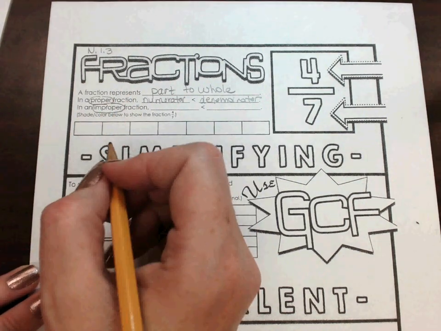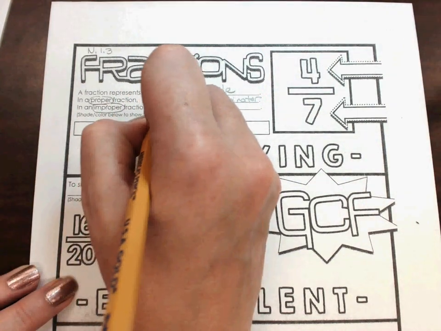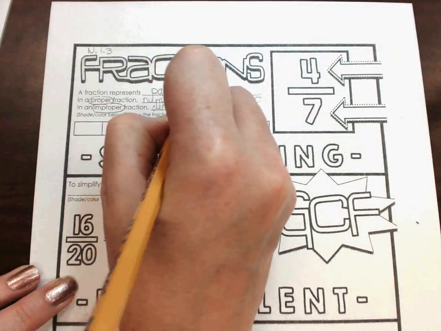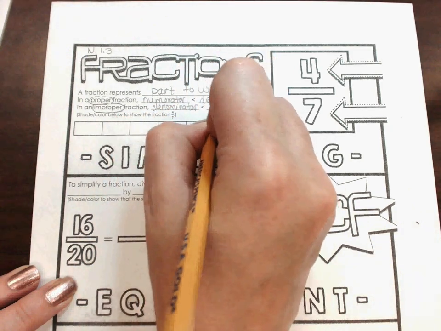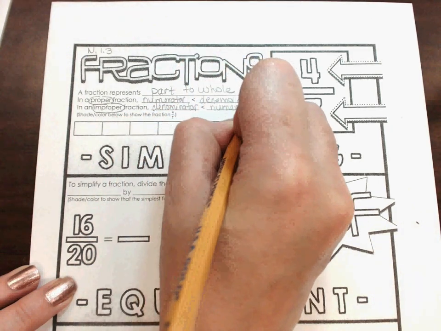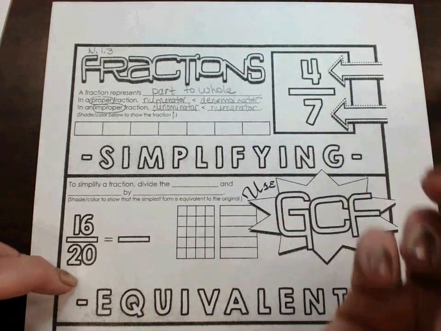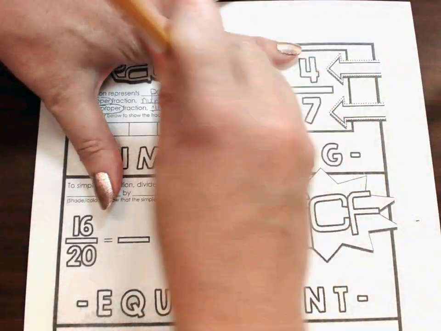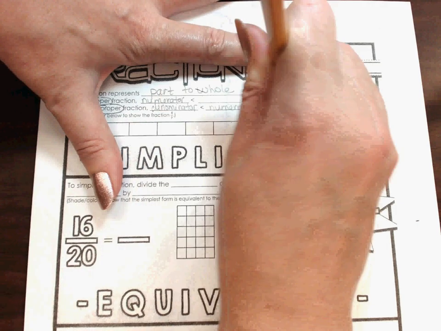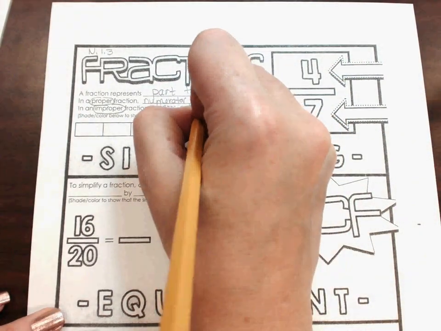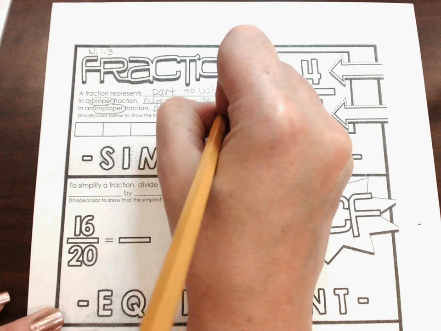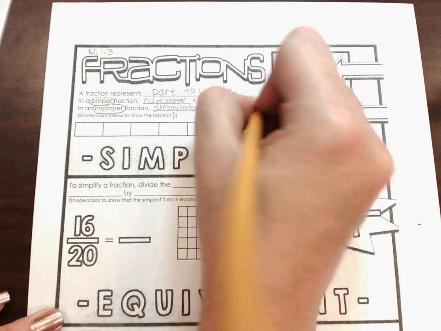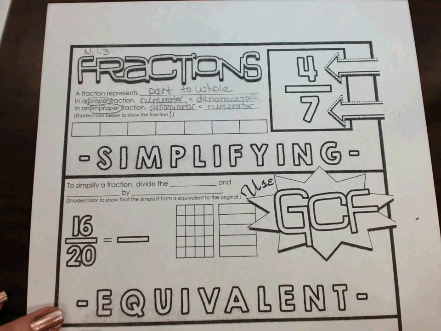And then in an improper fraction, it's going to be the opposite, where the denominator is going to be less than the numerator. And already I'm trying to hurry and I've misspelled denominator. And I always tell you guys to do the best you can, and I know that I can spell denominator. So I'm going to give that another shot.